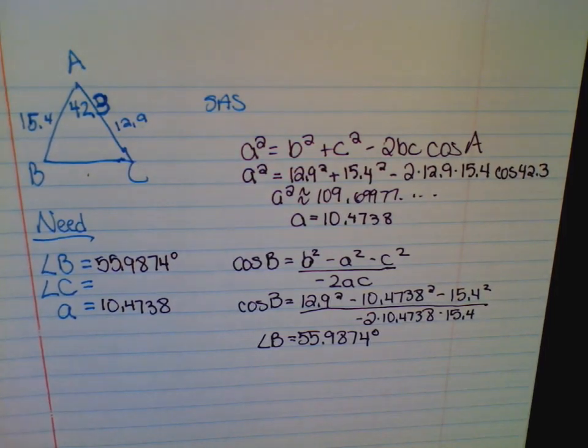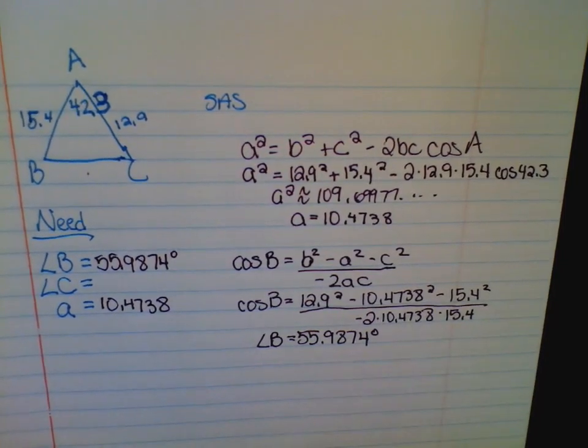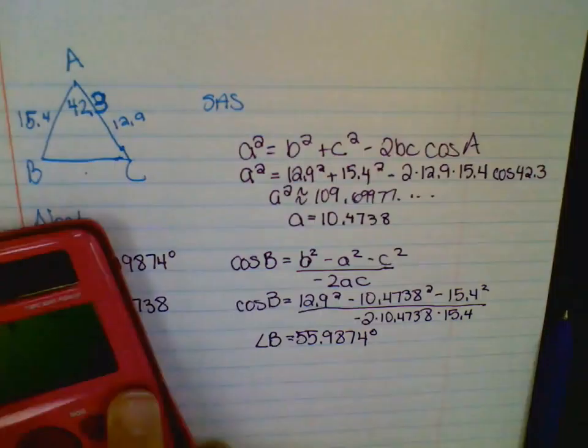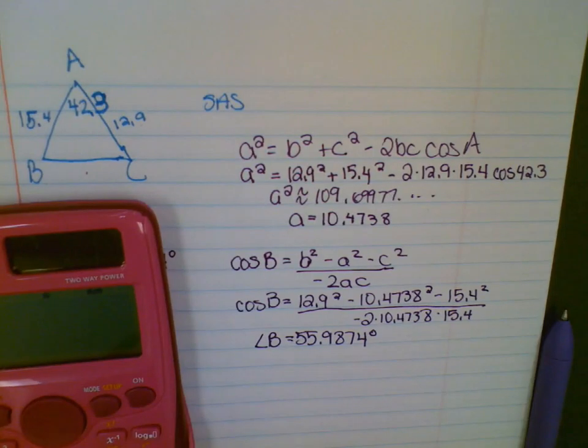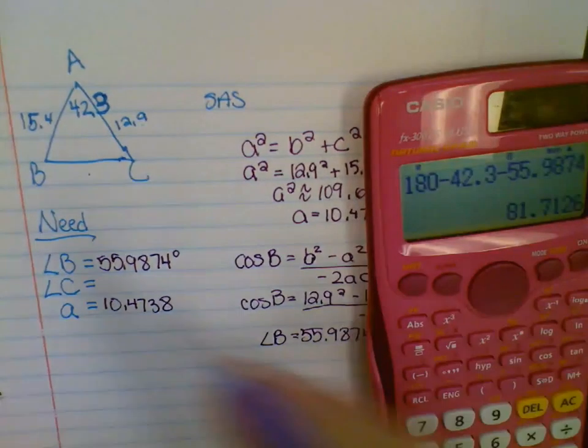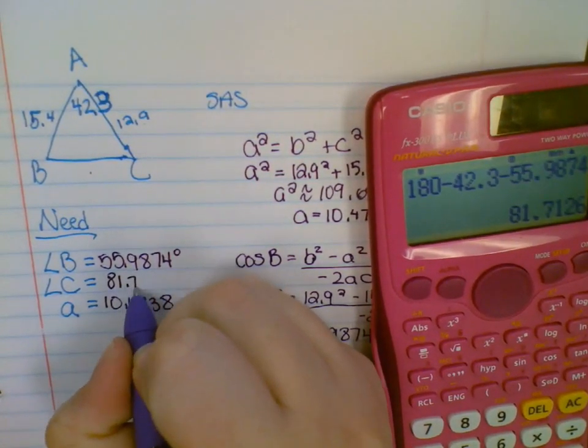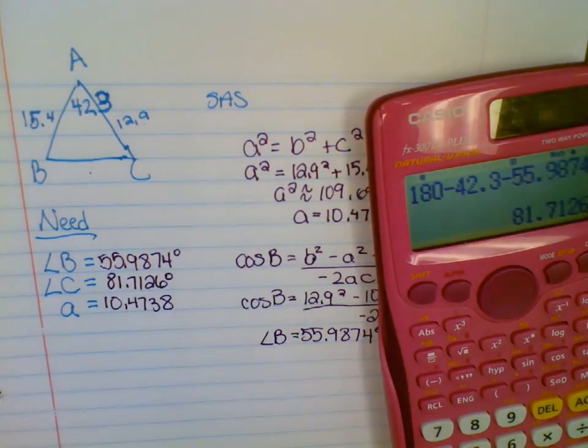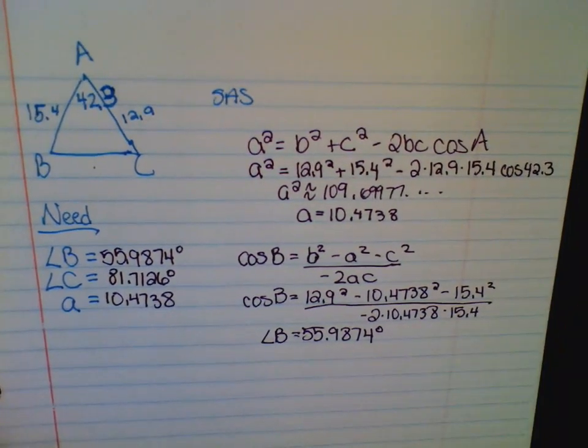Okay, sorry, I turned the phone off so you won't have to hear that again. To find angle C, we'll just subtract the angles we have from 180. So 180 minus the given angle minus the one we just found, 55.9874. So that means that angle C is 81.7126 degrees. That's pretty much it for using the law of cosines.